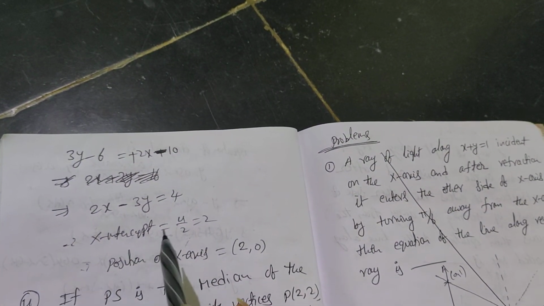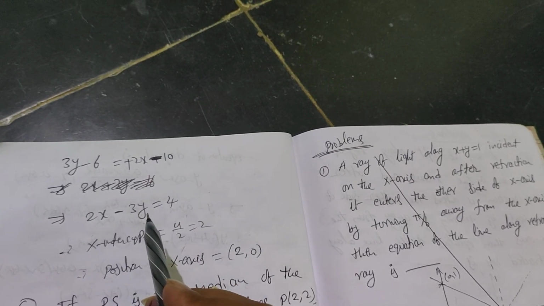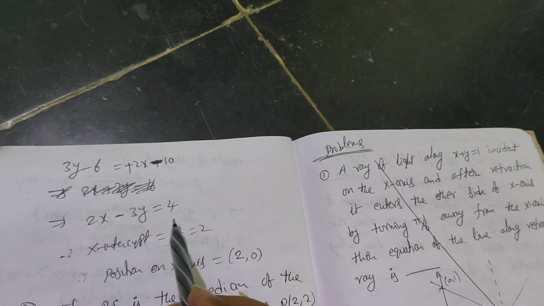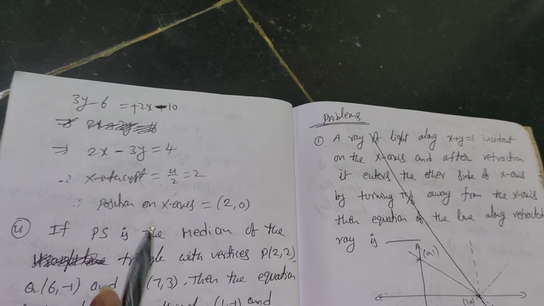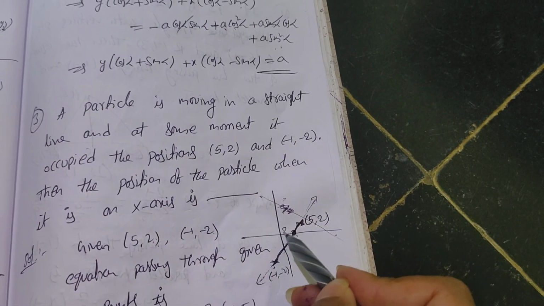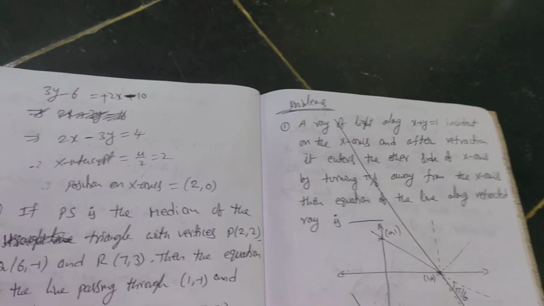Therefore the x-intercept: 2x minus 3y is equal to 4 means the x-intercept is nothing but take y is equal to 0. So 2x is equal to 4, that means the x-intercept is equal to 4 by 2, so that is equal to 2. So the position on the x-axis is nothing but 2 comma 0. So after finding the x-intercept, this is 2, then this becomes 2 comma 0. This is the way to find out the problems. Remaining problems I can explain in the next video.